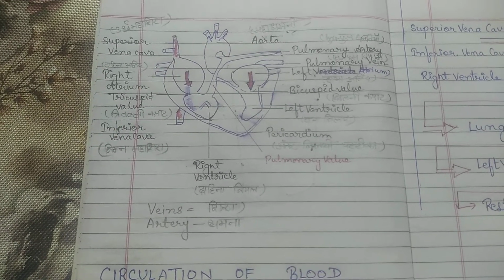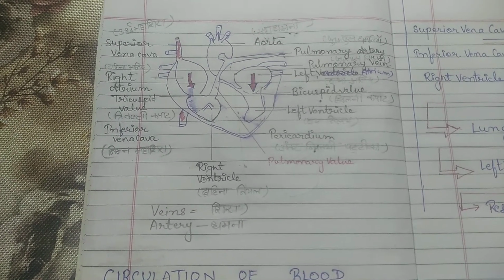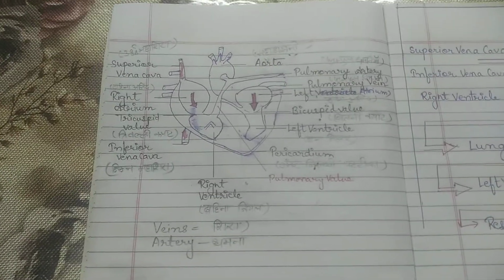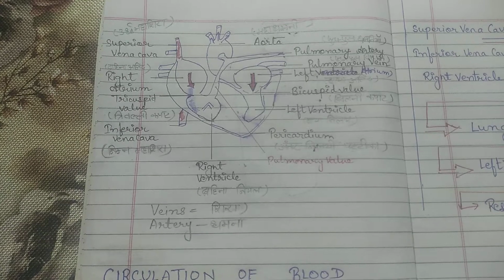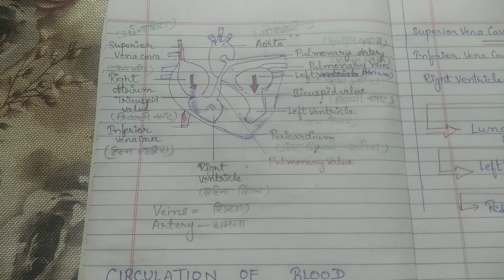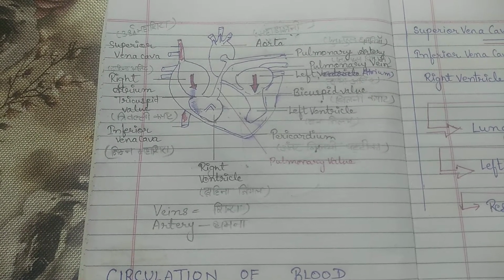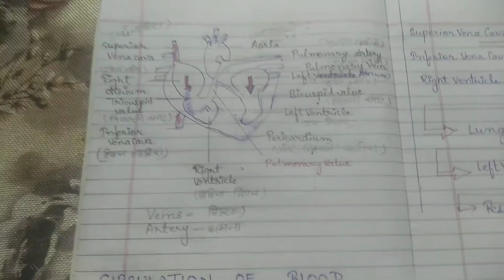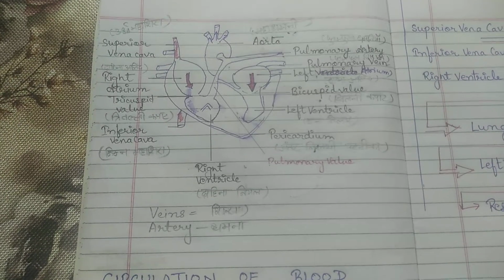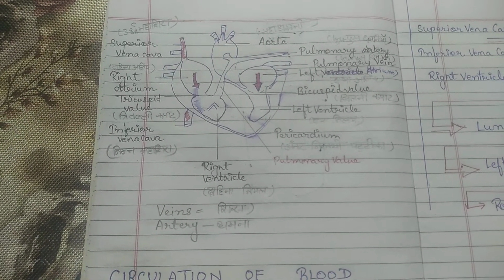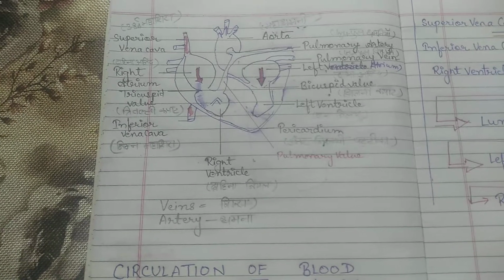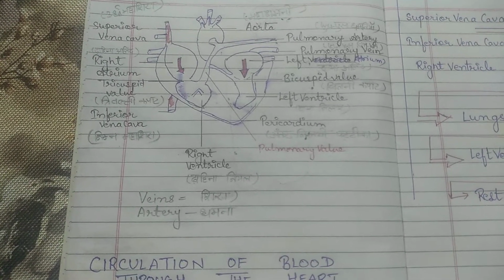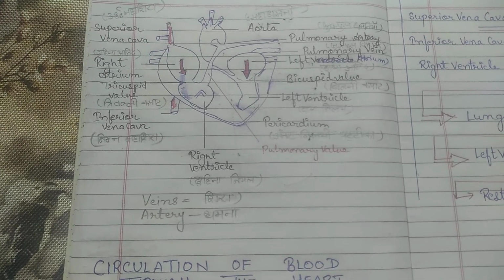Now the blood is collected in the right ventricle, and here is the point, student. The right ventricle is acting like a pump. As you see, pulmonary valves are present. So the right ventricle is just like a pumping system, and it pumps the blood, and the blood flows by passing through the pulmonary valve and directly goes to the pulmonary artery.